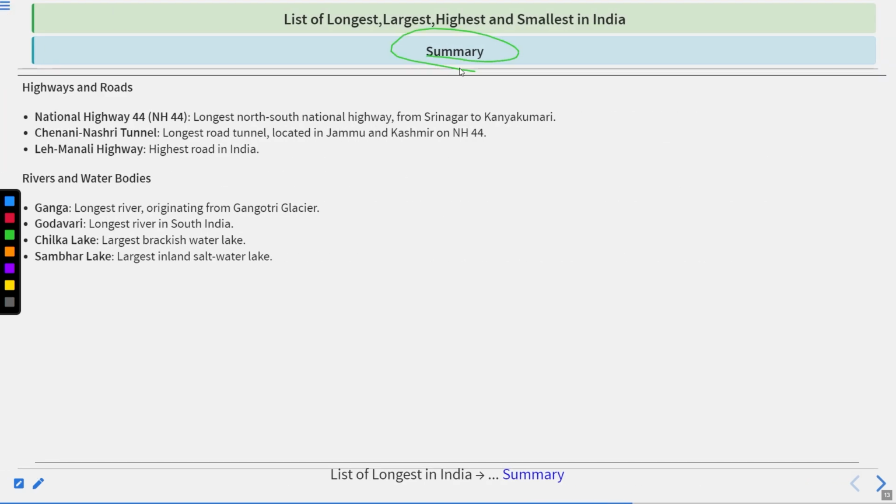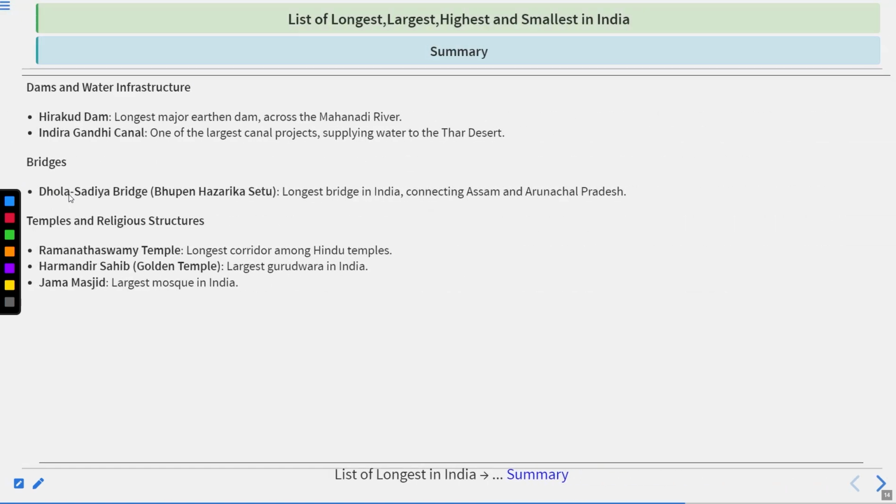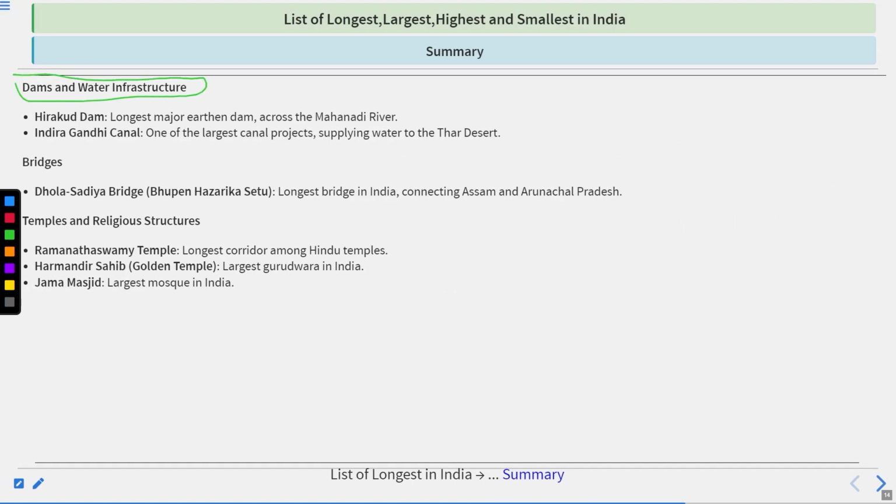Here we have finished the topic. Now let's have a talk over the summary part. So we have seen highways and roads: National Highway 44, Chenani Nashri Tunnel, Leh-Manali Highway. Rivers and water bodies: Ganga, Godavari, Chilika, Sambhar. Dams and water infrastructure: Hirakud Dam, Indira Gandhi Canal. Bridges: Dhola Sadiya Bridge. Temples and religious structures: Ramanathaswamy Temple, Harmandir Sahib, Jama Masjid.